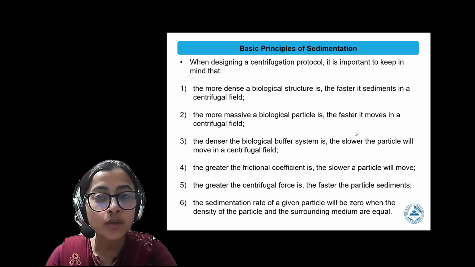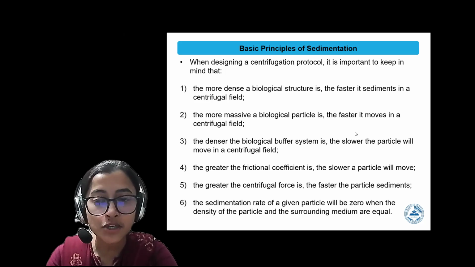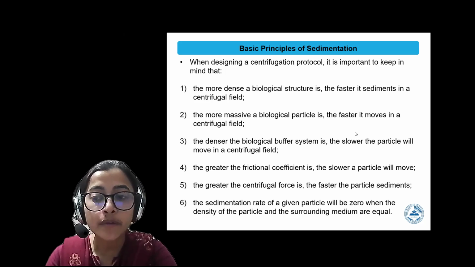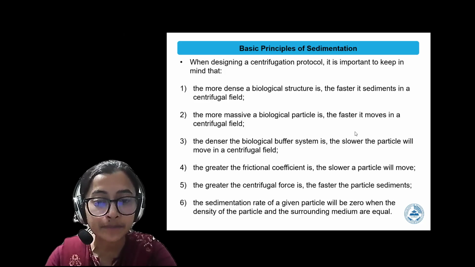Finally, the centrifugal force that is applied. Greater force results in faster sedimentation. An important concept to remember is that sedimentation stops when the density of the particle equals the density of the surrounding medium. This is the basis for density gradient centrifugation.